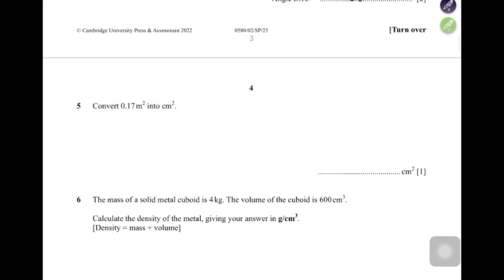Question number 5. Convert 0.17 meter squared into centimeter squared. So we know 1 meter equals 100 centimeter. If we want 1 meter squared, we need to square this. 100 centimeter squared. 1, 2, 3, 4.